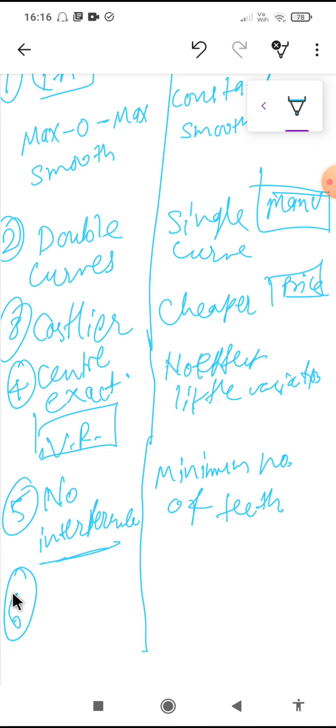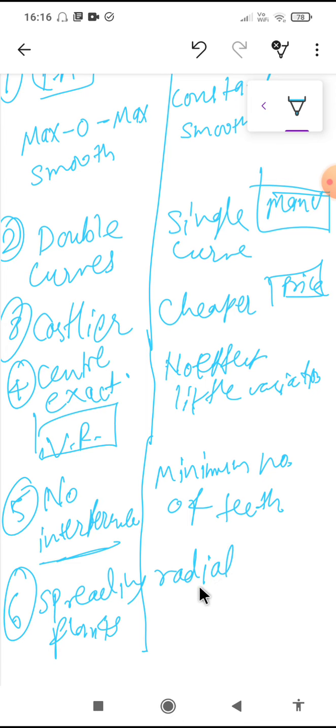Then the sixth point is that cycloidal teeth have spreading flanks and thus are stronger. Involute teeth have radial flanks and thus are weaker as compared to the cycloidal form for the same pitch. So these are weaker and these are stronger.